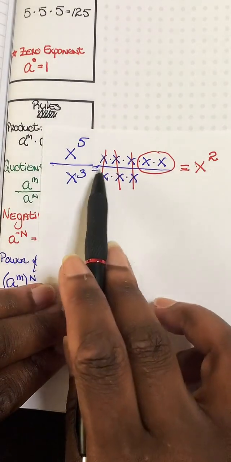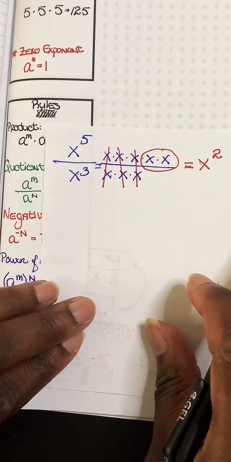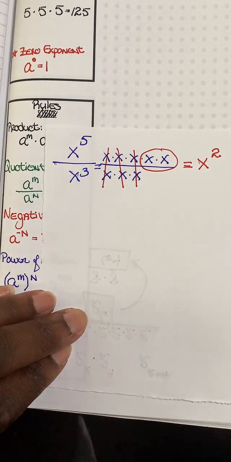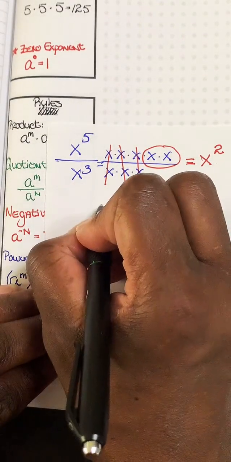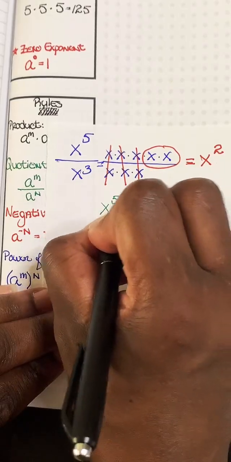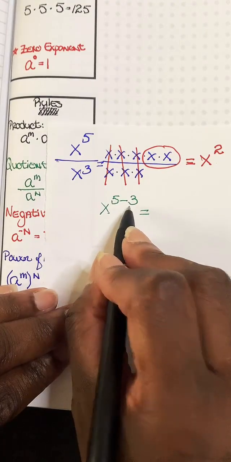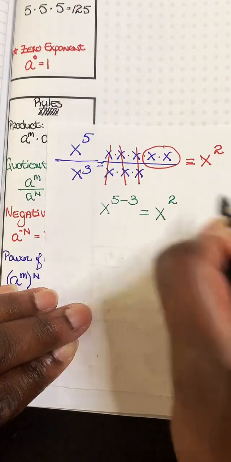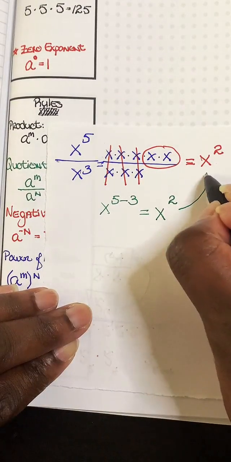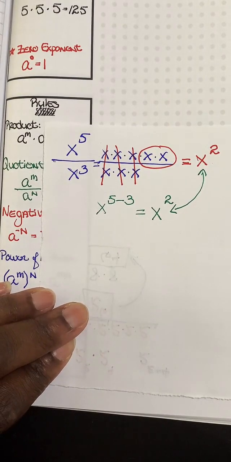So if you don't want to write it out in expanded form, you can just remember this. So you have x to the 5th divided by x cubed. So that means you have x to the 5th minus the cube. And 5 minus 3, that will give me my base of x raised to the 2nd power. And they are exactly the same.